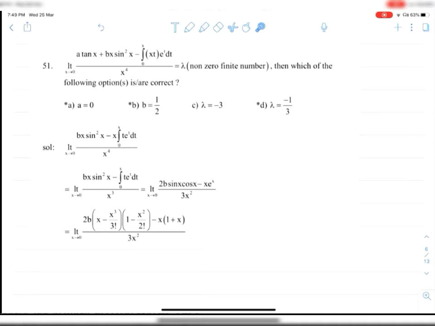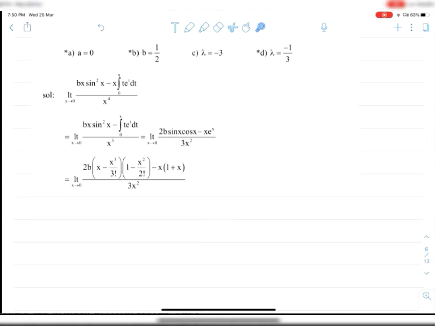So after taking a equal to 0, we'll go for this part. I have bx sin square x minus x, which I can bring outside since it's independent of t, times integral 0 to x of t e power t dt, by x power 4. A is 0. For this value, I'll use L'Hopital's rule. So this will be limit x tends to 0 of (2b sin x cos x minus x e power x) by 3x square. You can use expansions or again use L'Hopital's rule, but before that, I'll use this expansion.